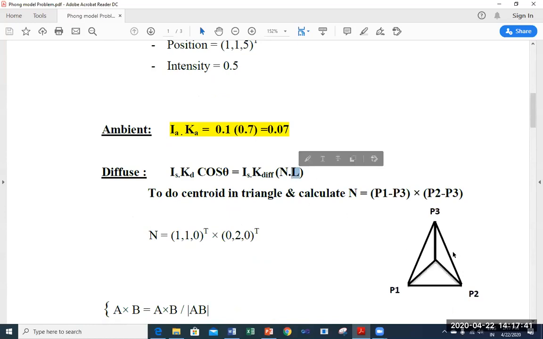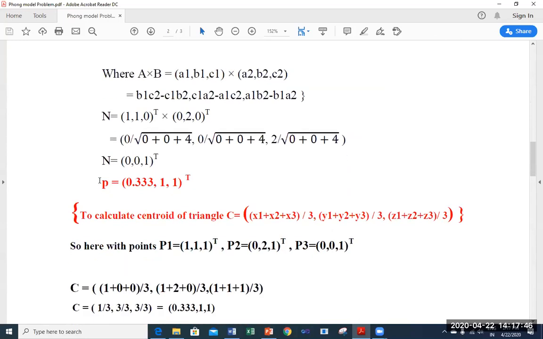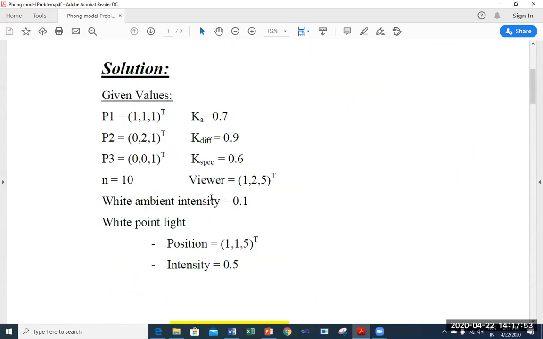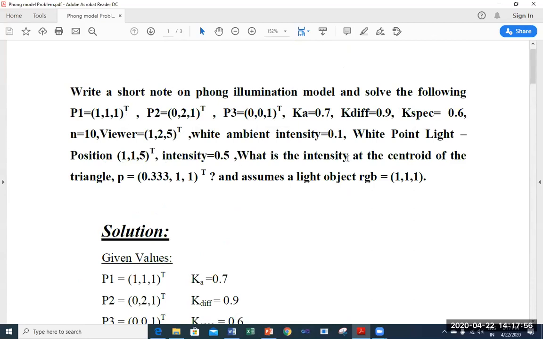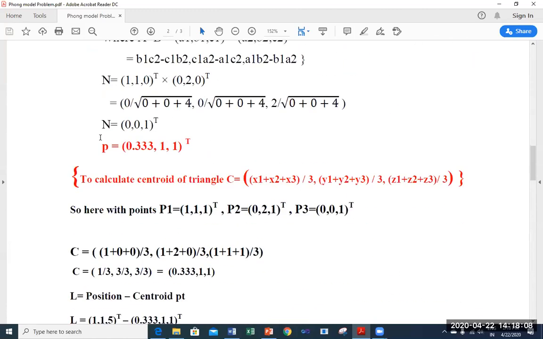Okay, so before calculating the L value, you have to calculate the centroid of the given points. So here the value they already gave, the centroid of the triangle P, 0.33 comma 1 comma 1. How this value occurs, that you have to calculate. So here you are going to calculate the centroid of a triangle: x centroid equals x1 plus x2 plus x3 divided by 3.